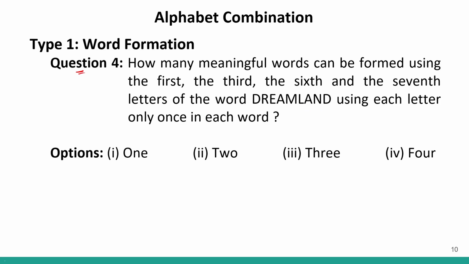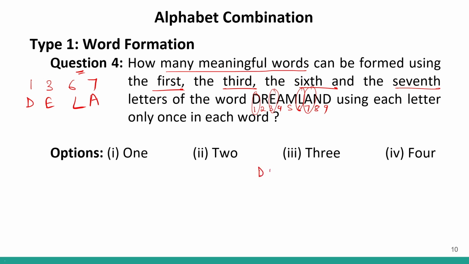Question number 4 asks, how many meaningful words can be formed using the first, third, sixth and seventh letters of the word dreamland? So first we will give them positions: 1, 2, 3, 4, 5, 6, 7, 8, 9. So first is D, third is E, sixth is L and seventh is A. So I have to form meaningful words using these letters. We have to identify how many meaningful words can be formed.